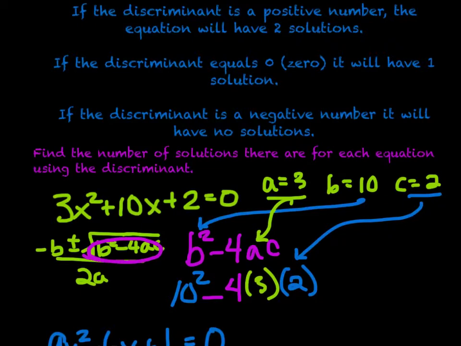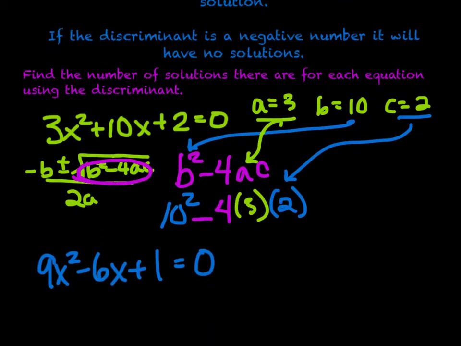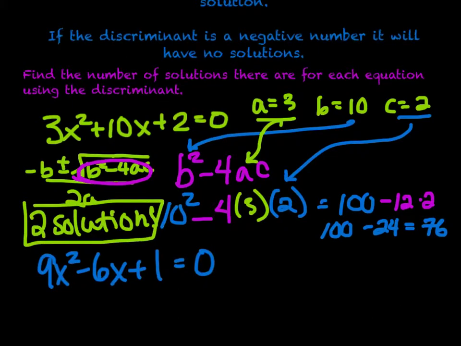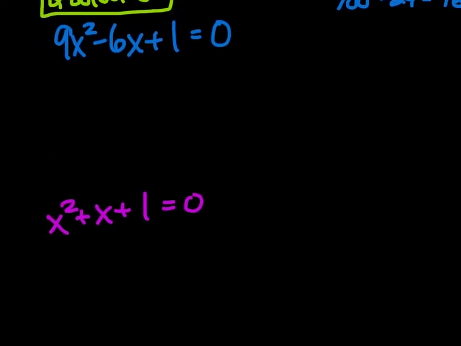So let's do a little bit of math and we can get this finished. 10 squared is equal to 100. Negative 4 times 3 is negative 12, times 2, which is negative 24. So we have 100 minus 24, which is equal to 76. Because that is a positive number, we can simply say there are going to be 2 solutions for this problem. 2 solutions for the green problem. Let's try this blue problem, and after that we'll try a purple problem.